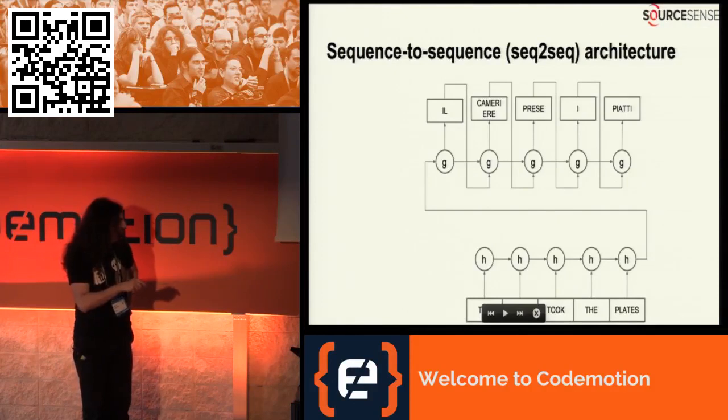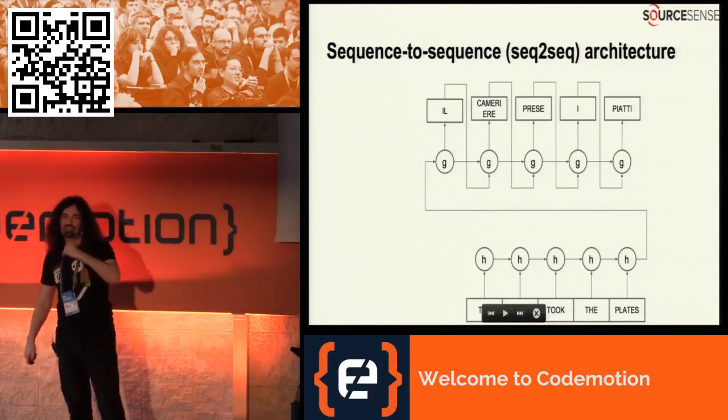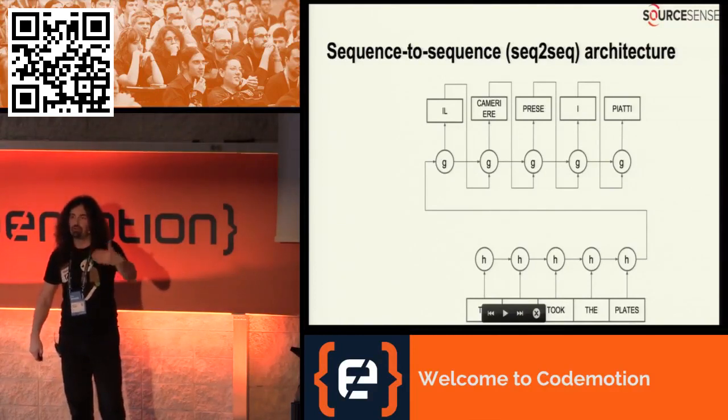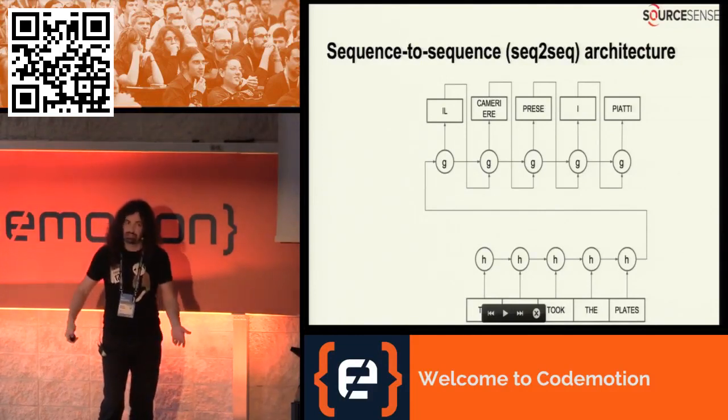Then it passes the state on: given the fact that I've seen "il", and given the fact that I come from this state, which is linked here and passed here, what am I supposed to generate? It comes here, which is "cameriere", the waiter, and then on and on until you output the last word, and then the network refuses to go further. It just outputs "end": I'm done, please don't cycle anymore. And that's basically how neural machine translation works.